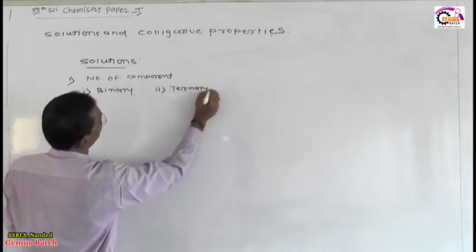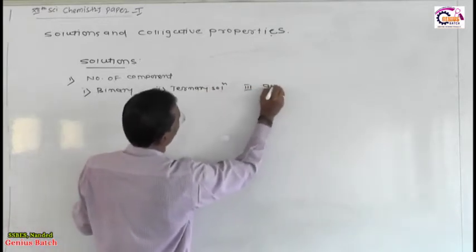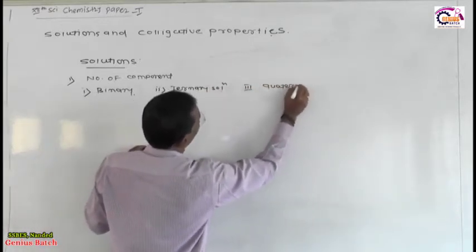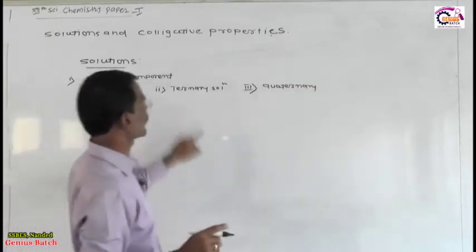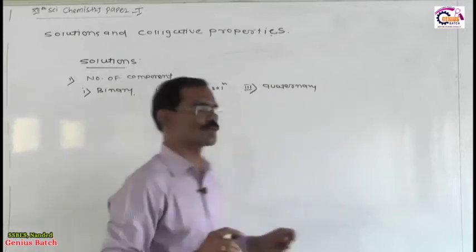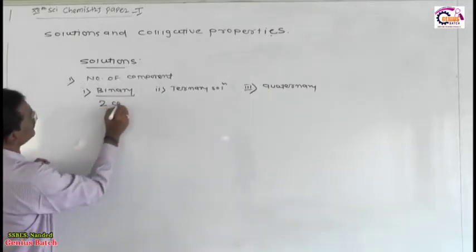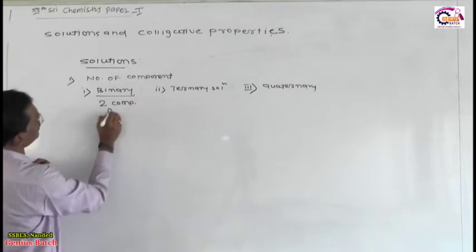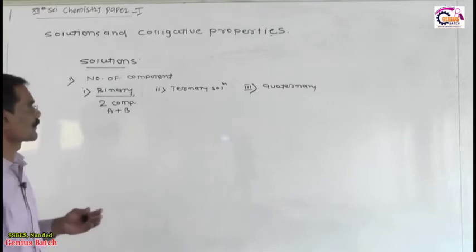What is the meaning of binary? What is the meaning of ternary? And number 3 quaternary solution. So you don't have any problem. What is the meaning of binary solution? What is the meaning of ternary solution? What is the meaning of quaternary solution? A binary solution is made up of only 2 components, for example A and B. Such a solution is called a binary solution.